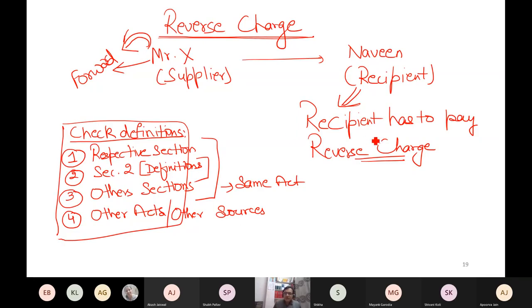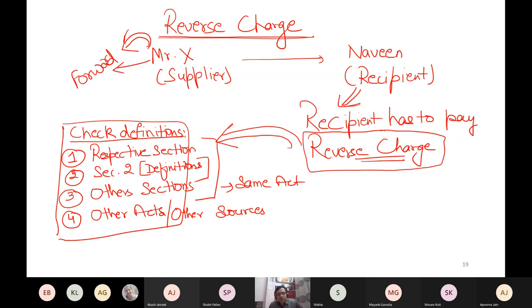So now, I have told you that the meaning of reverse charge is that the recipient has to pay, but technically what is the definition? Because I'm reading the act, I'm not teaching you a subject which is not a legal subject. So my first job is what? I will check that respective section. And if you remember, I showed you earlier section 9 and section 5. The definition of reverse charge is not given there. So my first point is clear that reverse charge is not defined in section 9 of the CGST Act or section 5 of the IGST Act. Then I will go to section 2 and there I will find the definition of reverse charge.